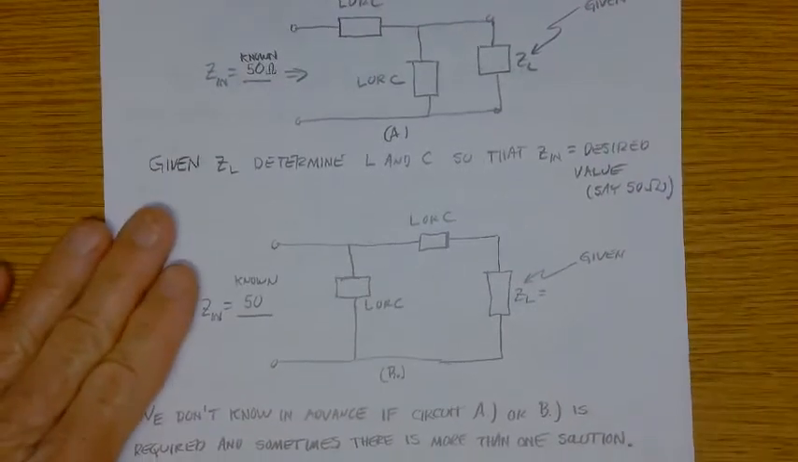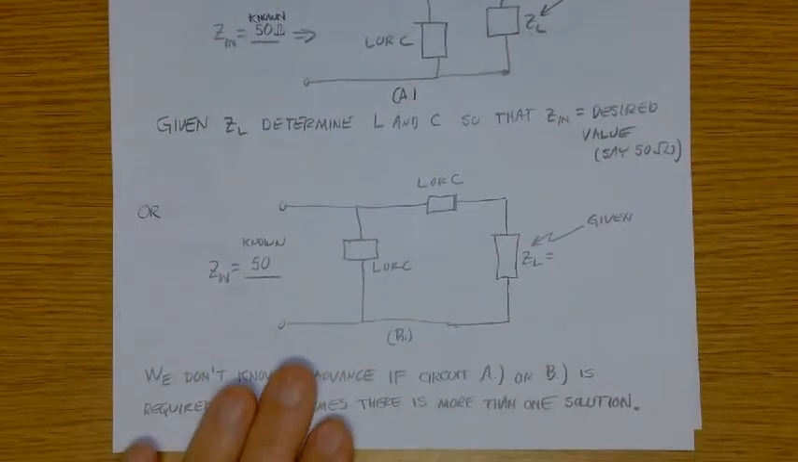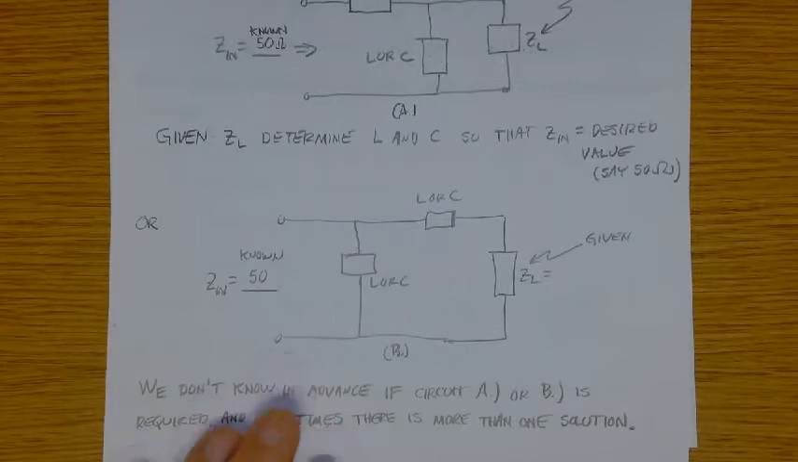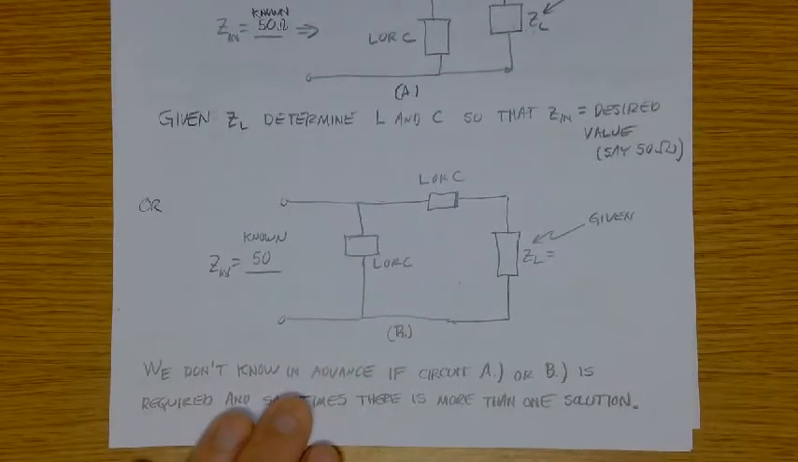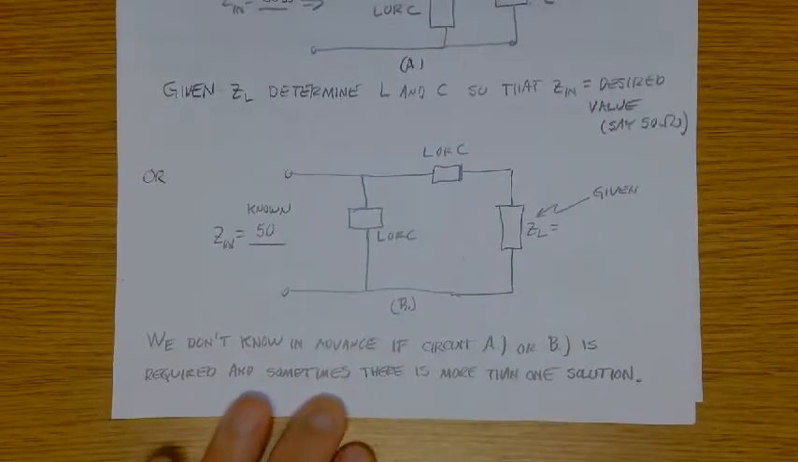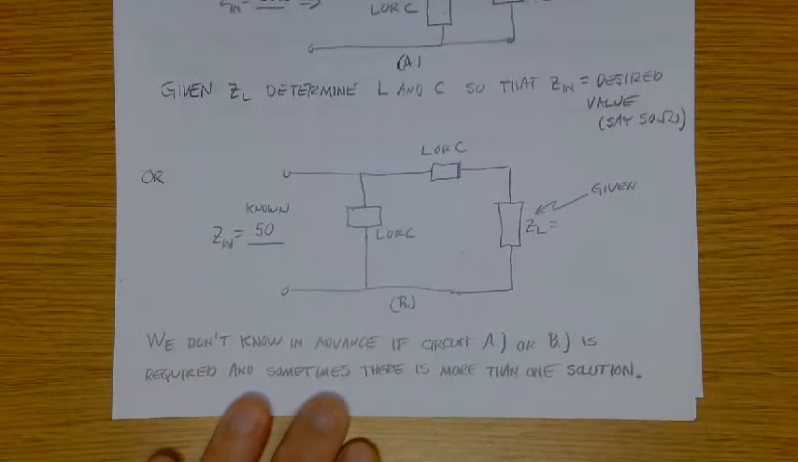Depending on other circumstances, one solution may be better than another. It could be that one has more bandwidth than the other, so you might want to choose one over the other. Or you may have a certain range of L's and C's in your cabinet of parts, and that range can accommodate one of the solutions but not the other. So it's a good idea to be able to determine both solutions and pick the one that is most appropriate.